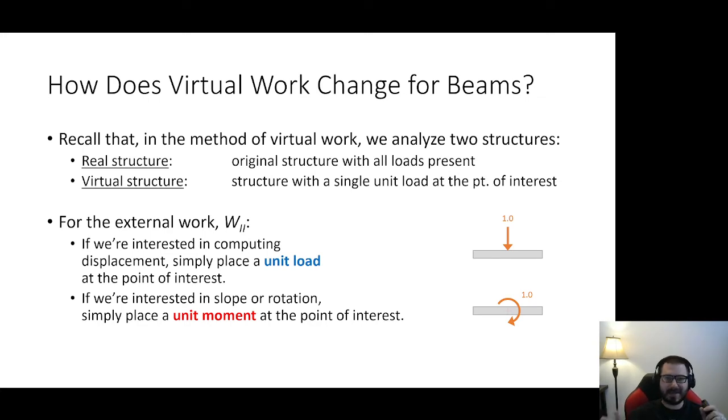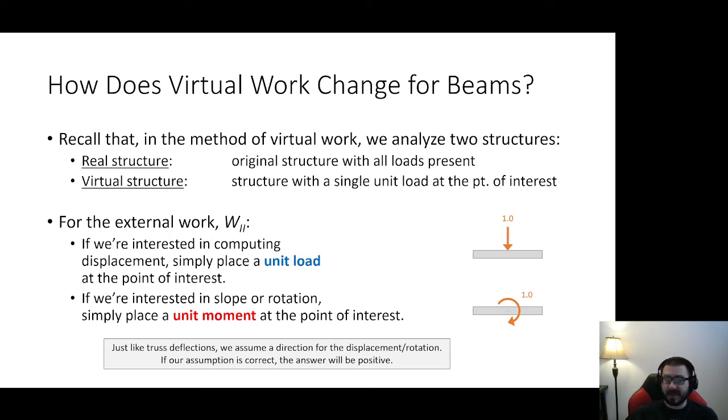And just a heads up, I'm going to use the term slope and rotation interchangeably. They basically mean the same thing. If we're looking at a beam and we want to know how much an element rotates or what the slope is, those are the same thing. Same thing with displacement and deformation, I'll be using those somewhat interchangeably.